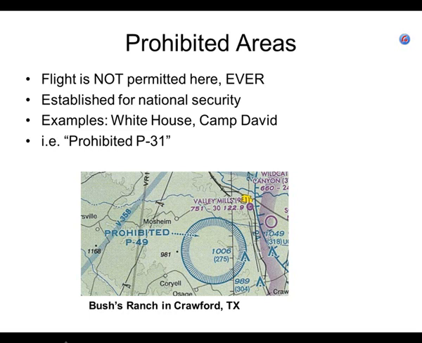So on a chart, the only difference you can tell between a restricted area and a prohibited area is one has P-something and the other says R-something. Whenever you see these restricted areas, you're going to pay really close attention to them, because prohibited areas, you never get to fly through them. Air traffic control is never going to let you fly. If you're on an IFR flight plan and you file a flight plan that goes through it, they will change it. You won't get to fly through a prohibited area.